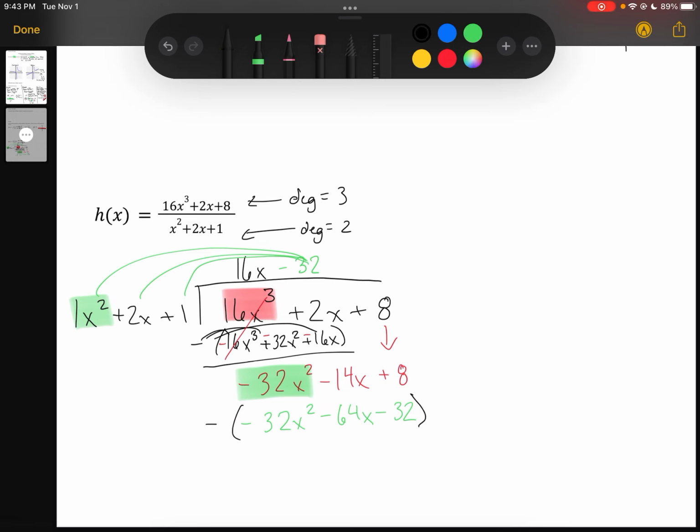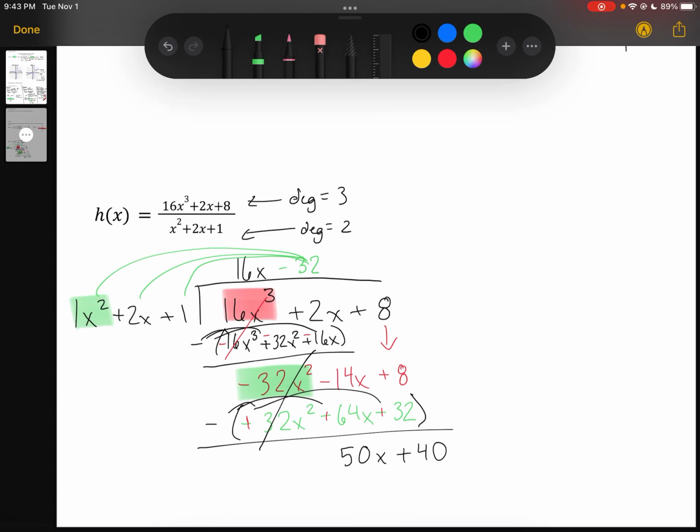Now once more, we can subtract everything that we have. So we'll distribute in the negative to all of our terms. Our first term cancels. We get 50x here, and then we're left with a 40 there.